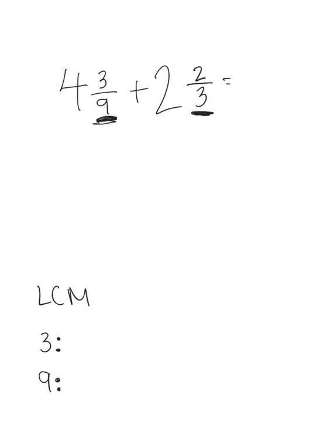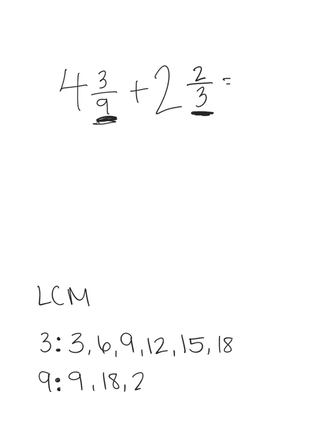So let's go ahead and write out our multiples of 3. I have 3, 6, 9, 12, 15, and 18. And I don't want to keep on going forever and ever, so I'm just going to stop right there. Let's go ahead and write out our multiples of 9. 9, 18, 27, 36, and 45. Okay, and I want to find the common multiple that has the least amount of value. In this case, my least common multiple is 9. So my goal is to get my denominators to both equal 9.